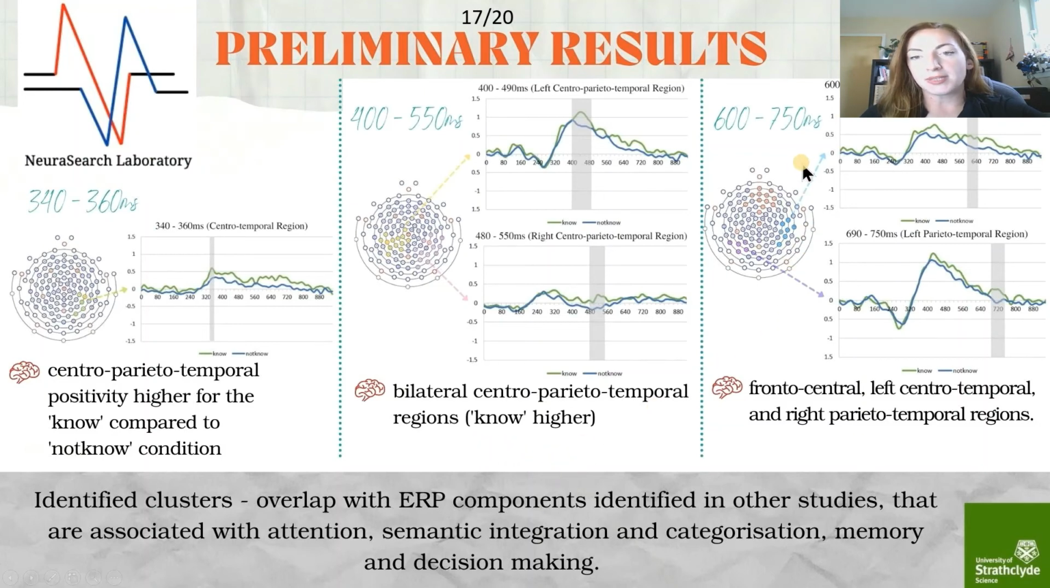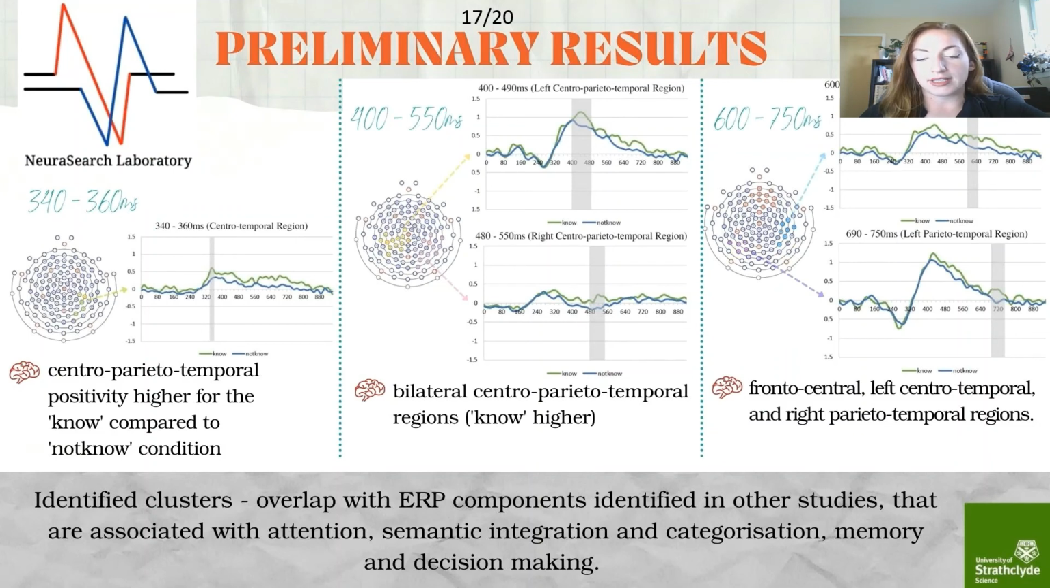In the last significant time interval, 600 to 750 milliseconds, we found 3 clusters: frontocentral, left central temporal, and right parieto-temporal. But the frontocentral cluster was excluded from further interpretation, as when we were looking at topographical plots, the differences were probably significant because of the eye-related artifacts that we could see. But in terms of the left central temporal and right parieto-temporal regions, we saw that the positivity was again higher for knowledgeable compared to not knowledgeable conditions.